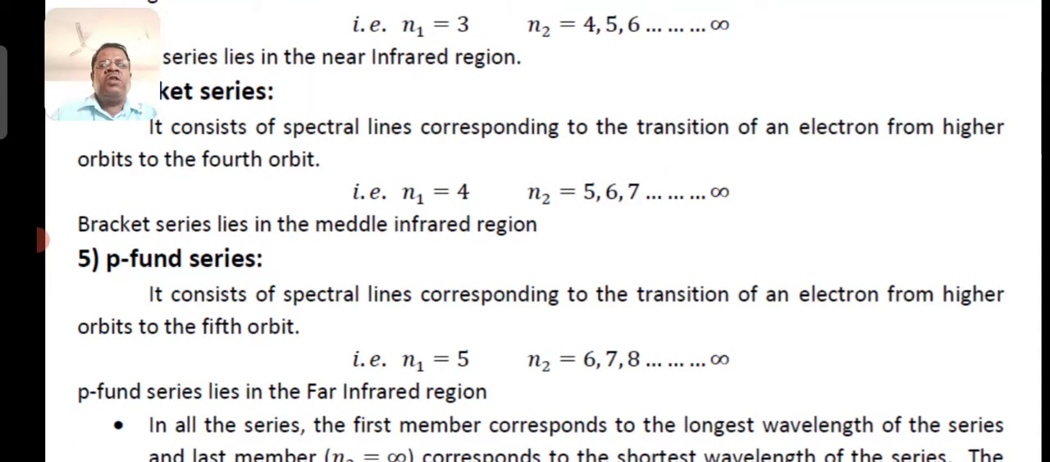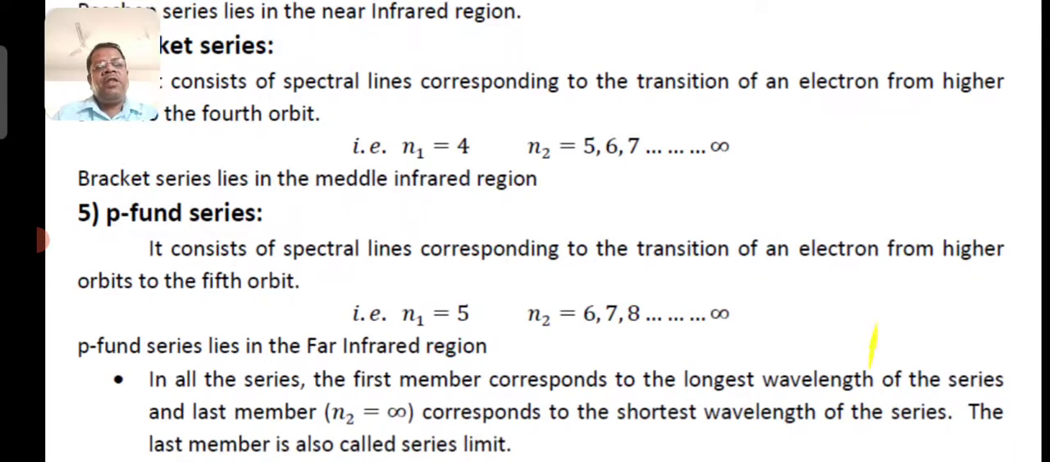Now we go to the last series, that is the fifth series. It consists of spectral lines corresponding to the transition of an electron from higher orbits to the fifth orbit. Here the lower orbit number n1 equals 5, higher orbit number n2 is more than 5, that is 6, 7, 8 up to infinity. For the fifth series, n1 equals 5 is fixed. For the first member n2 equals 6, for the second member n2 equals 7, for the last member n2 equals infinity. The fifth series lies in the far infrared region.